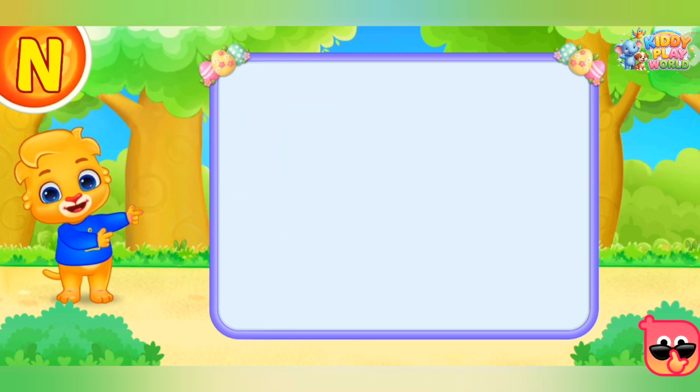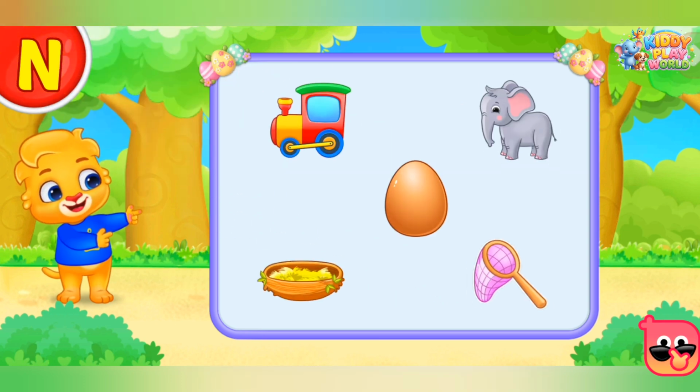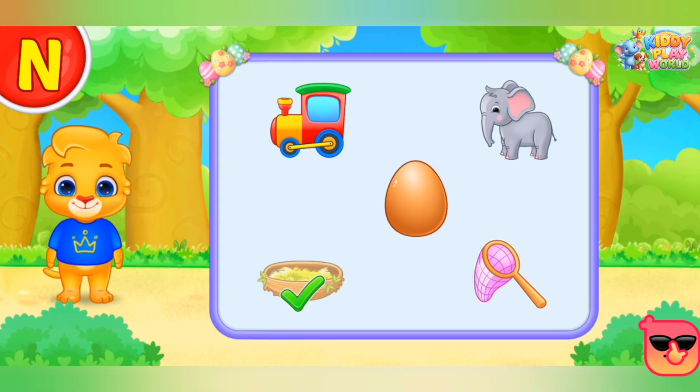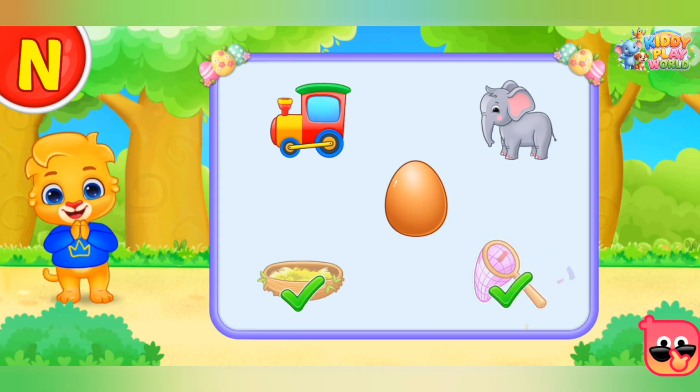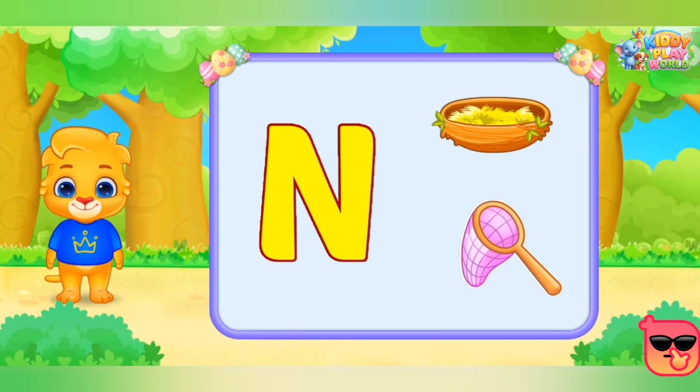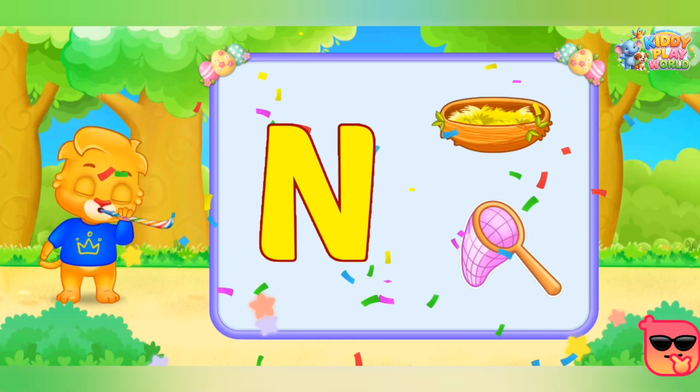Tap the picture that starts with letter N. N is for nest. N is for net. Well done!